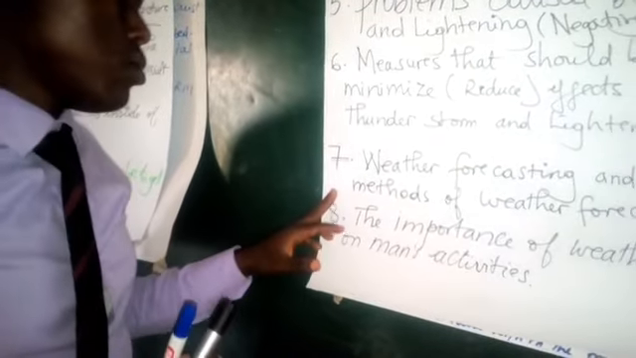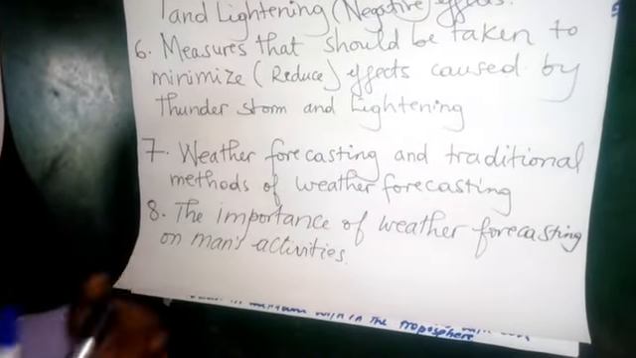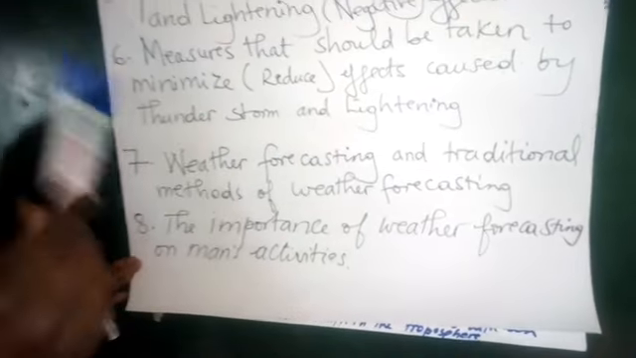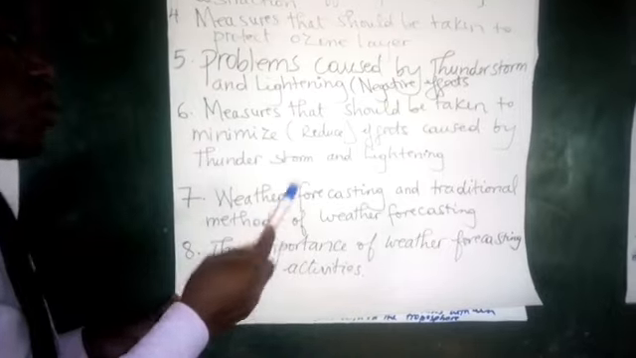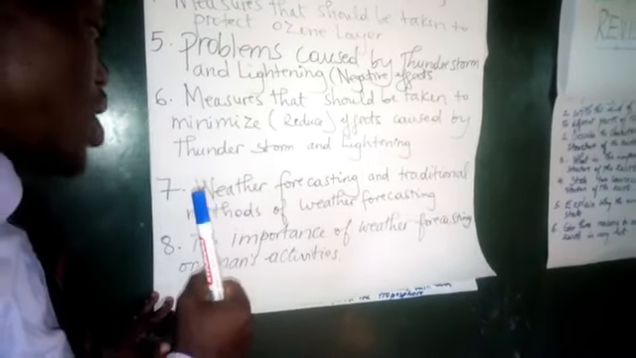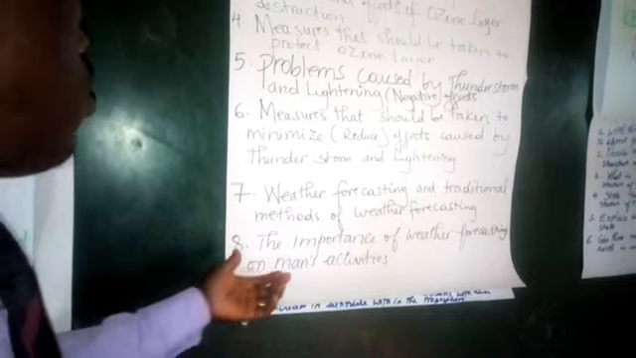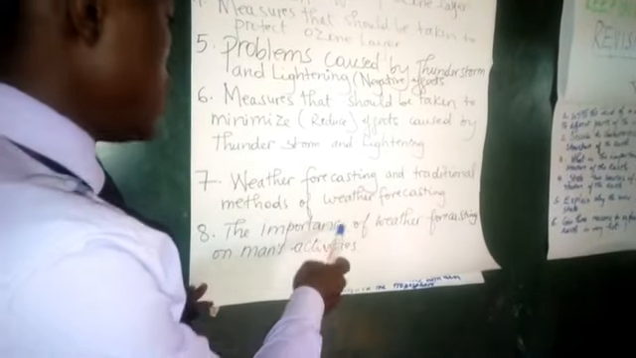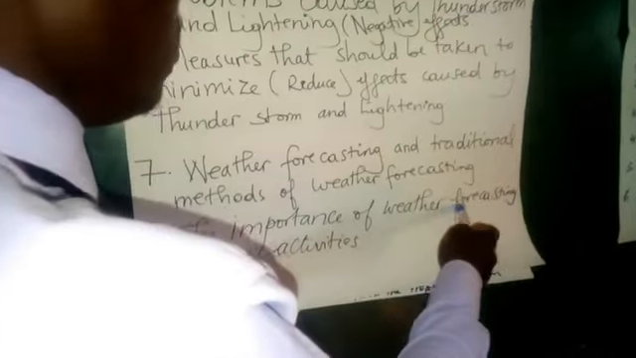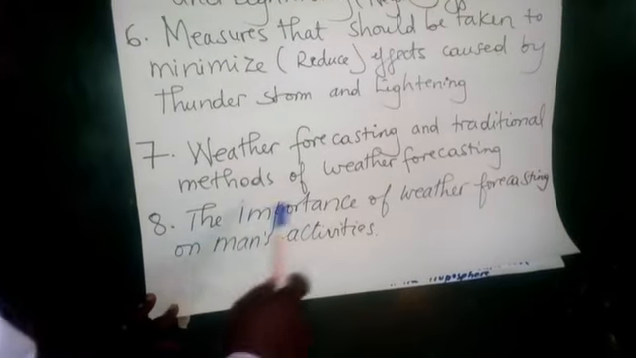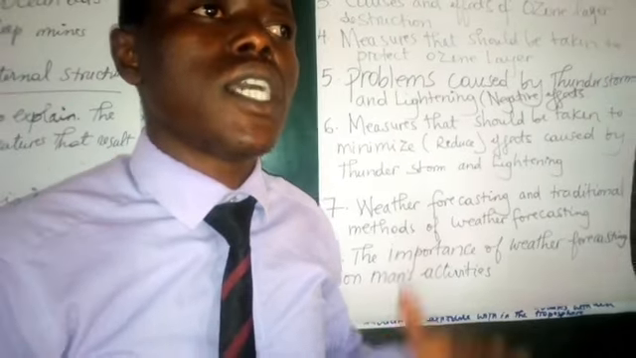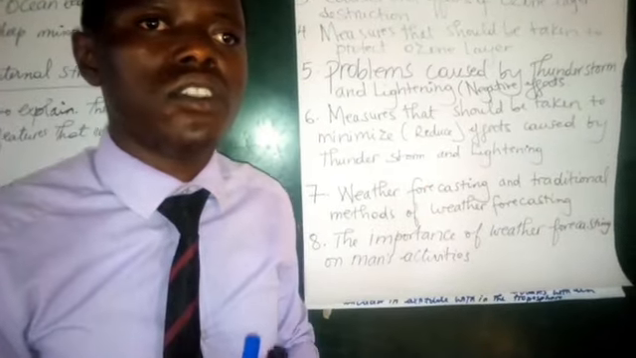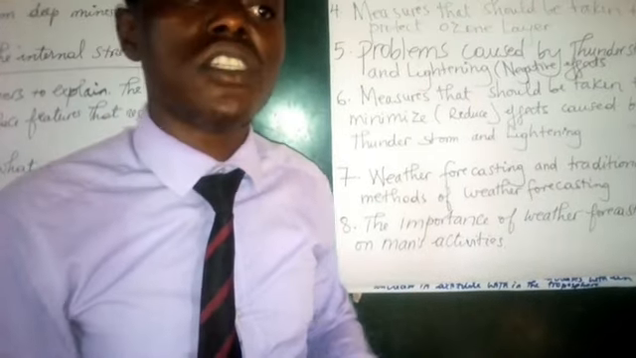Lastly, we shall be talking about weather forecasting. We shall define what weather forecasting is. We shall also see different traditional methods of weather forecasting. And lastly, we shall see the importance of weather forecasting on man's activities. We shall see how weather forecasting can influence man's activities, how it can help a man to plan his activities. Thank you very much, dear student, dear teacher colleague.